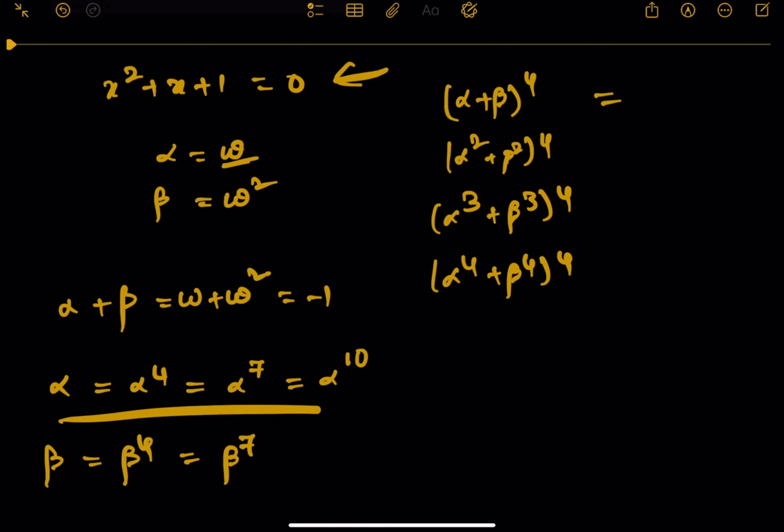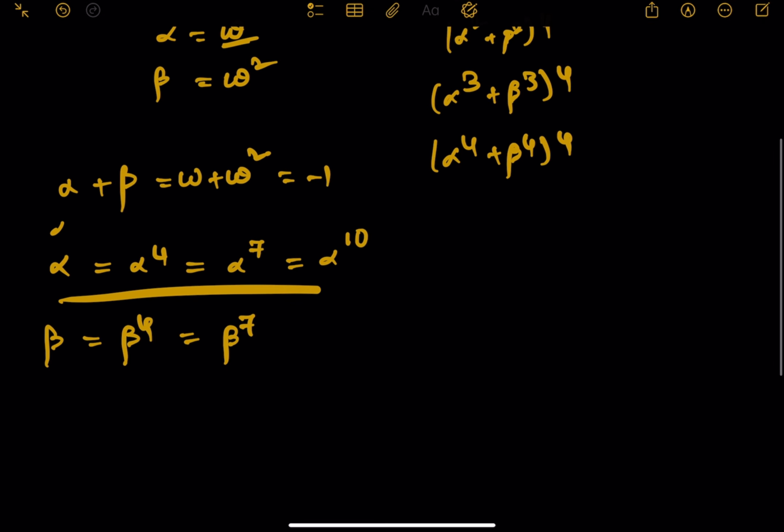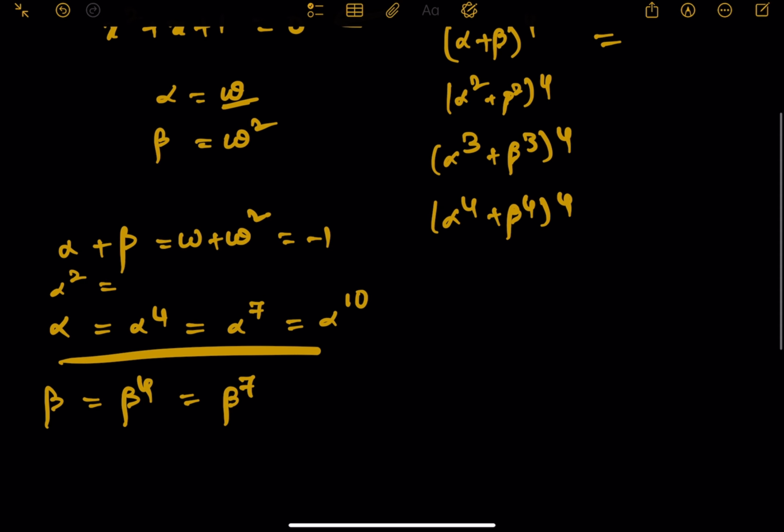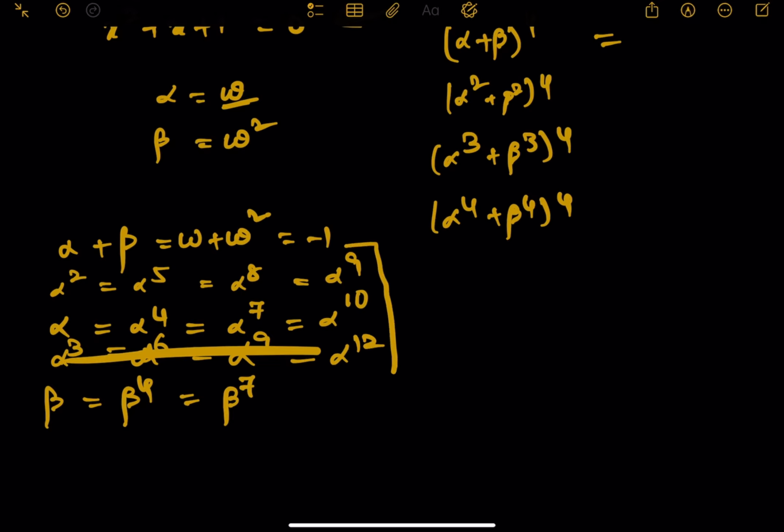Correct? So similarly you can write alpha square is same as alpha power 5, and this is same as alpha power 8, and this is same as alpha power 9. And similarly alpha cube is same as alpha power 6, and this is same as alpha power 9, this is same as alpha power 12. I'm writing all of this for you guys to understand, but you should realize this in no time.